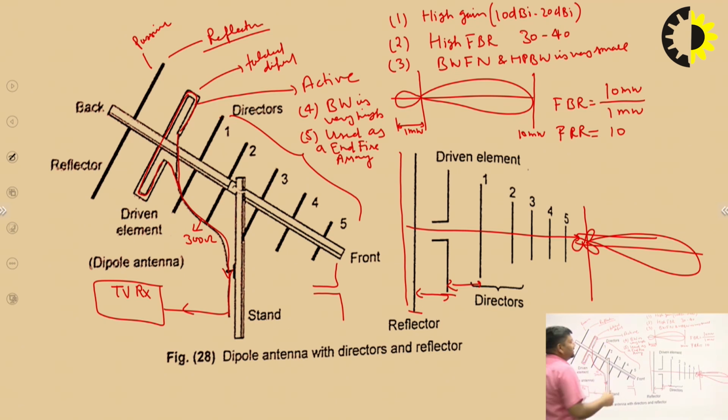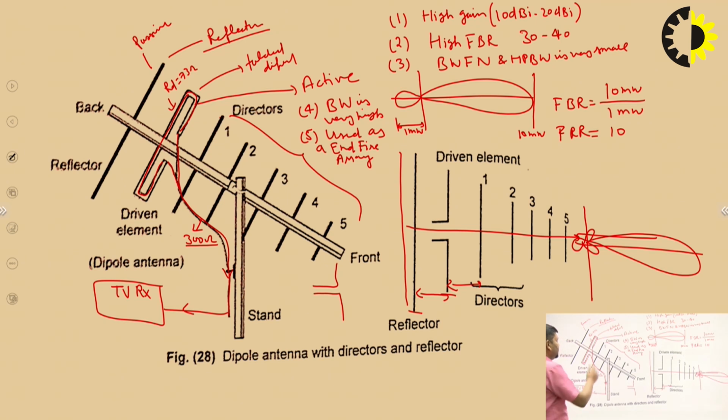So we cannot receive the maximum power, because the maximum power transfer theorem states that maximum power is transferred when the load resistance is equal to the input impedance of the source. So if the input impedance or radiation resistance is 73 ohm for a single dipole antenna, and the characteristic impedance of this line is 300 ohm, we cannot assume that the maximum power will be received by this TV receiver.